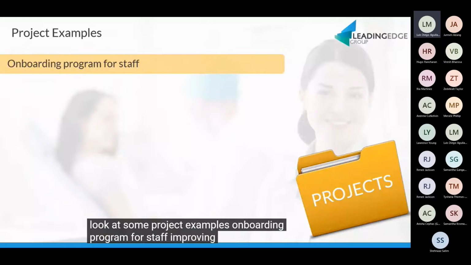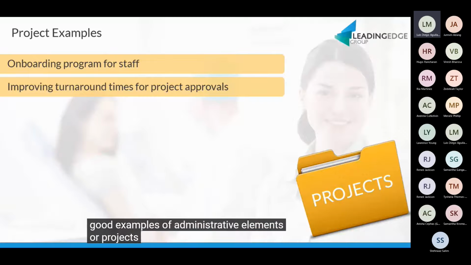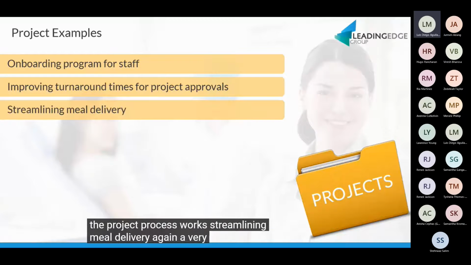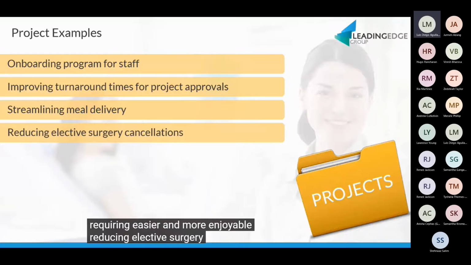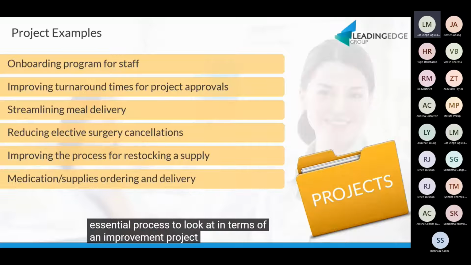Onboarding program for staff, improving turnaround times for project approvals, both really good examples of administrative elements or projects that can be used to demonstrate in a new environment how the project process works. Streamlining meal delivery, again, a very relevant project. You're helping make a process that an end patient or client requires easier and more enjoyable. Reducing elective surgery cancellations. Improving the process for restocking a supply. Again, a very administrative but essential process to look at in terms of an improvement project.